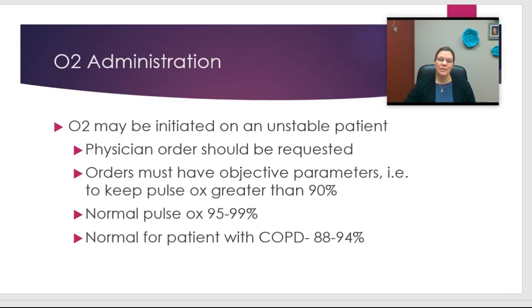Let's talk a little bit about oxygen administration. Oxygen might be initiated on an unstable patient, and we can initiate oxygen without a physician's order based on patient symptoms, but we should request a physician order as soon as we can. Physician orders for oxygen administration do have to have objective parameters like, to keep the pulse ox greater than 90%. Normal pulse ox is going to be 95 to 99%. And the normal for a patient with COPD is 88 to 94%.